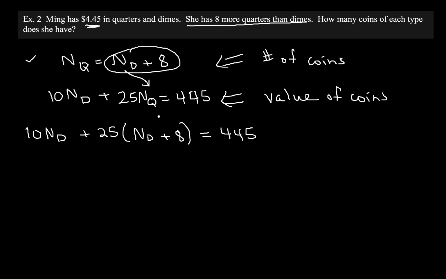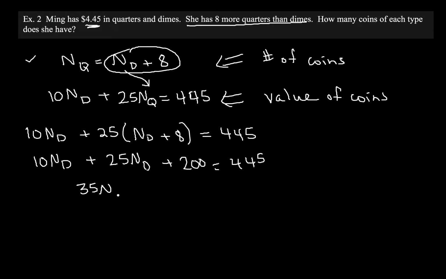And we're going to simplify this out. We'll go through this quickly: 10 number of dimes plus 25 number of dimes plus 200 equals 445. We get 35 number of dimes. My D's look like O's. Let's subtract 200 from both sides very quickly here, so we get 245. Divide both sides by 35, and it comes out evenly. If it doesn't come out evenly, you did something wrong, at least in Algebra 1. So you get number of dimes equals 7.